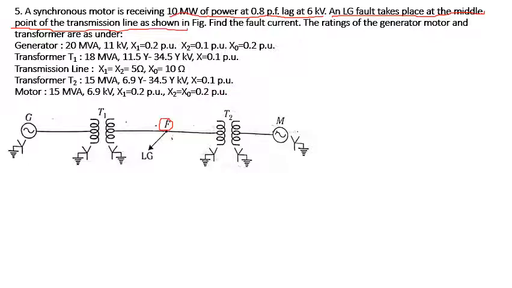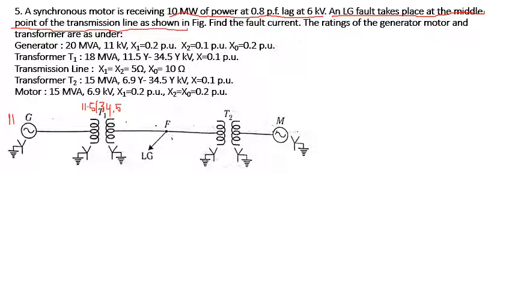The first thing we need to do is write the actual voltage values. Generator G is working at 11 kV. Transformer T1 is 11.5 kV on one side and 34.5 kV on the other.